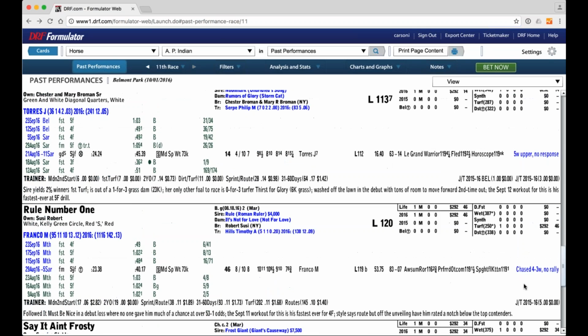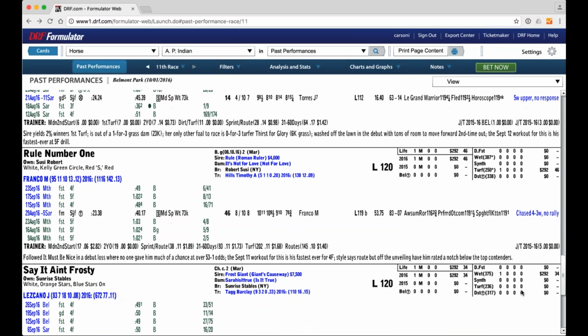We've so far in this webinar talked a lot about negative angles on horses. Scott, do you have a positive angle in this race to share with us? Yes, I actually have an angle on every horse, but I'm just going to go to one more here, and this is a positive one. It's on rule number 1.